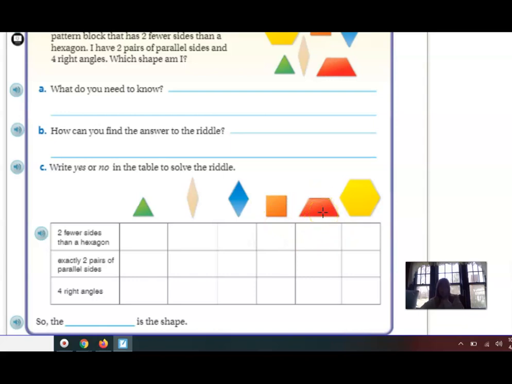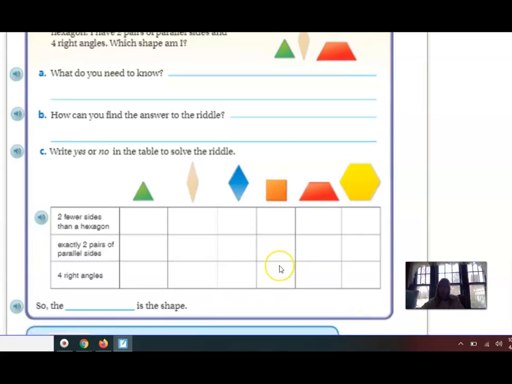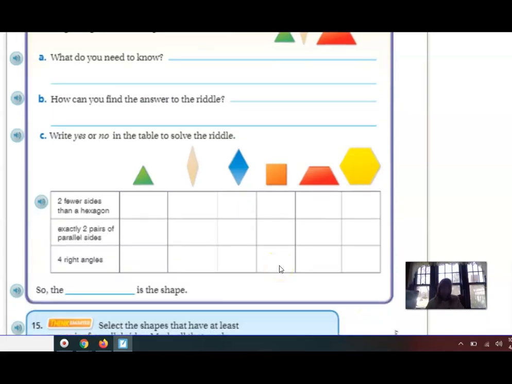2 fewer sides. Yes. 2 parallel sides? No, because we know this would go up and trap a little man up top, so that's a trapezoid. And then 4 right angles? No, it does not. Now, does this have parallel lines? It absolutely has parallel lines. But does it have two fewer sides than hexagon? No. Does it have exactly 2 pairs of parallel lines? No, it does not. And then does it have 4 right angles? No. So the only one that works would be the square.